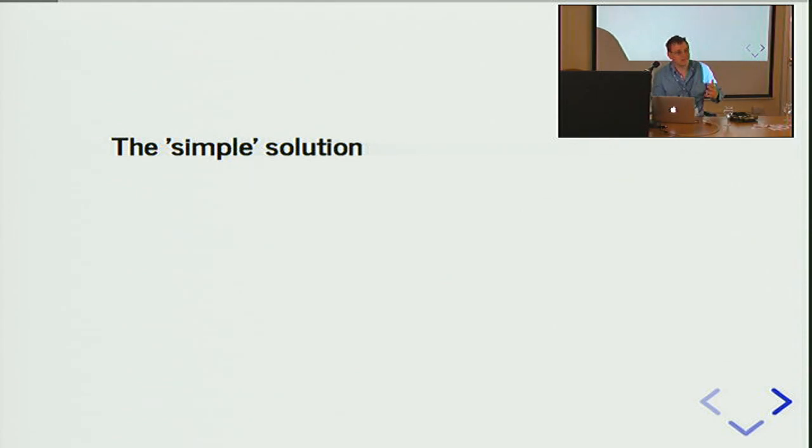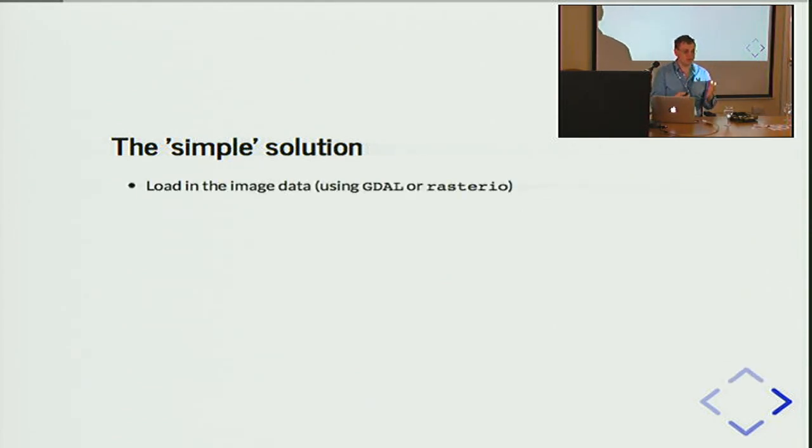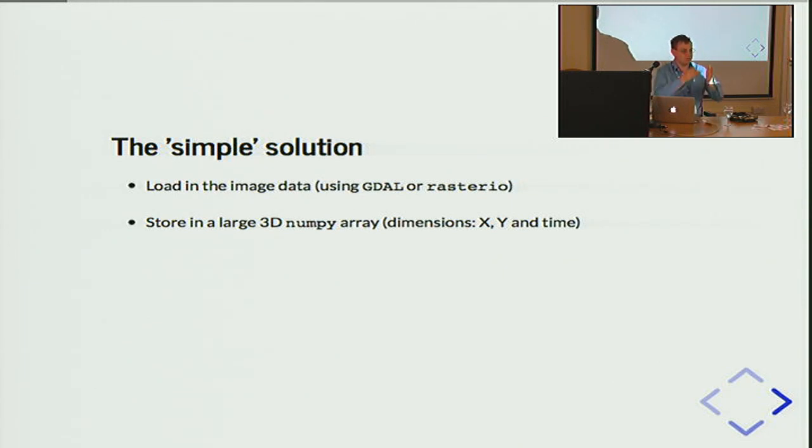Now, the supposedly simple solution is just stick it all in NumPy. So you use some library or other to load in this geographic data from the satellite. So it could be something like GDAL, or rasterio is a nicer, more Pythonic library for loading in geographic raster data. Store it in a large 3D NumPy array. So you've got one dimension for X and Y, and then you just stack up your images over time in your third dimension. And then you just use NumPy's indexing and slicing and dicing functions to chop and change the array and get the bits you want.